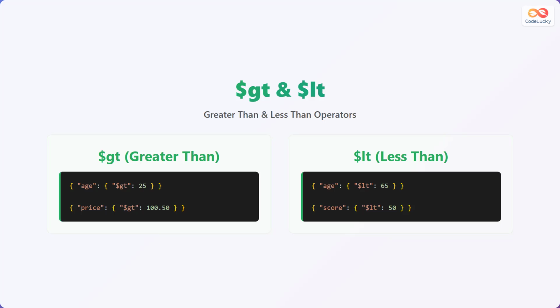On the other hand, the $lt operator selects documents where the value of the field is less than the specified value. This code snippet finds all people whose age is less than 65. Also, this code selects records where the score is less than 50.